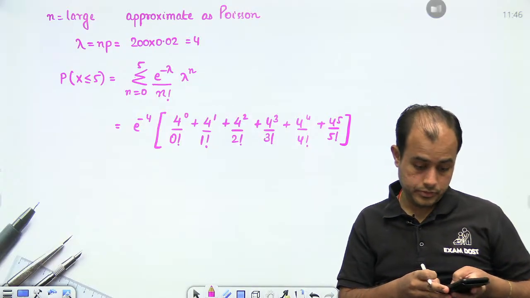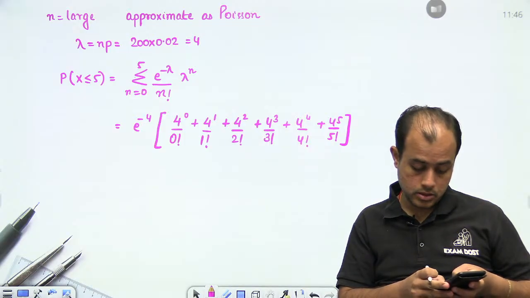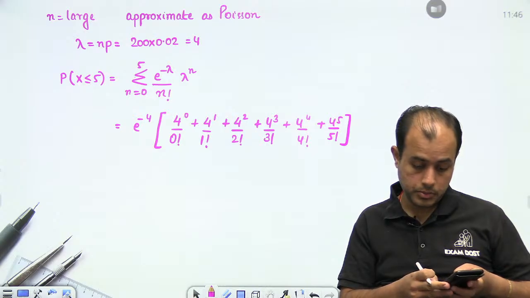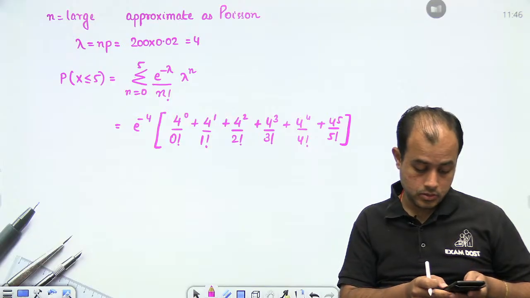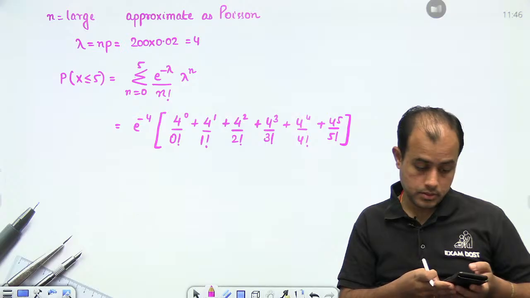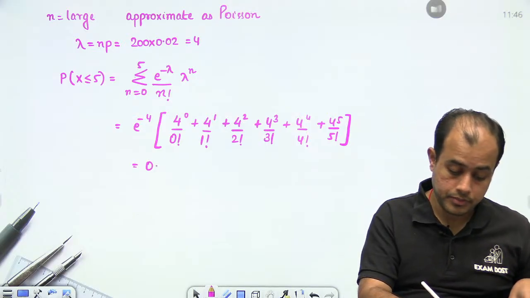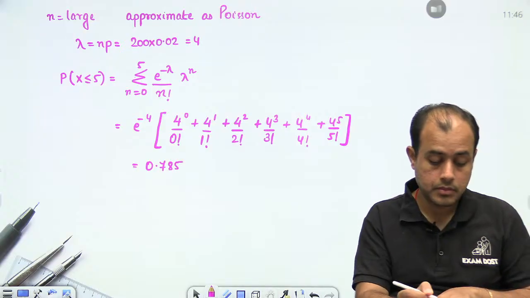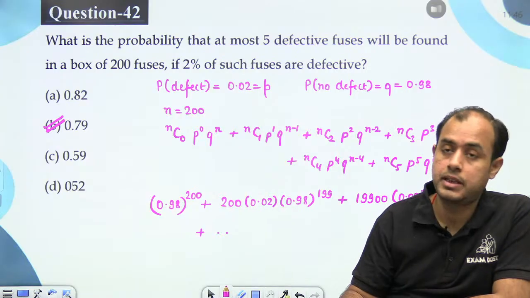So 1 plus 4 plus 8 plus 64 by 6 plus 256 by 24 plus 1024 by 120, times e to the power minus 4. 0.785. So the closest answer is B.